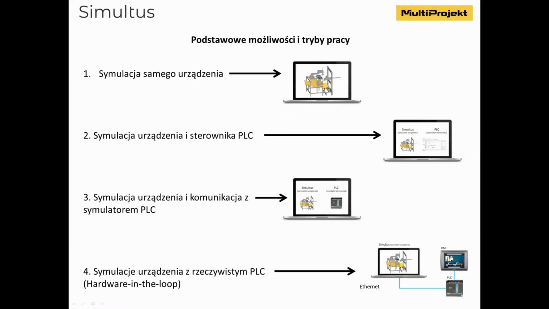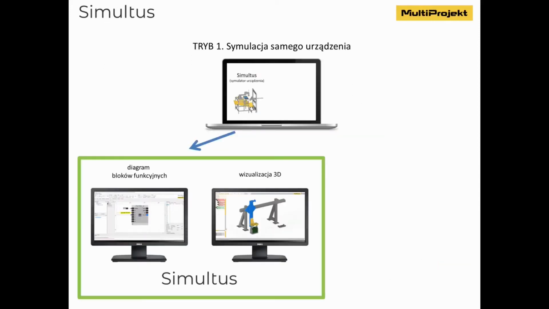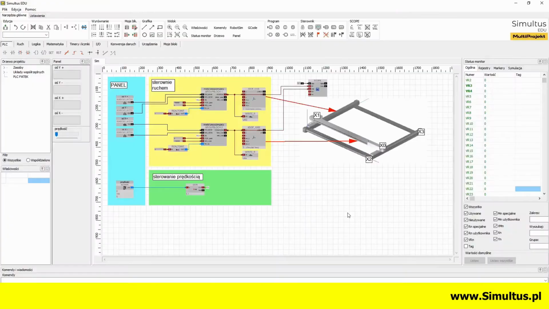We will now show 4 examples illustrating each of these modes. In the first mode, we simulate only the operation of the device. Simultus is all we need for this step. The example shown on the screen is a 2-axis positioning module.